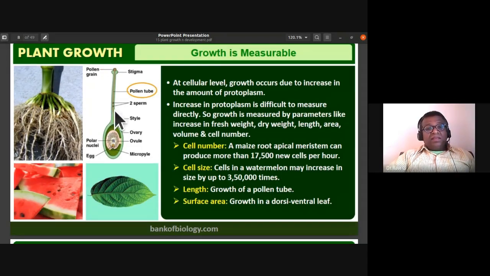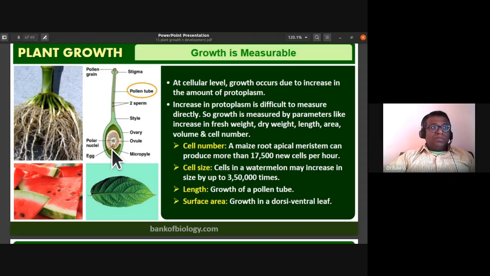So length, growth of a pollen tube. That is a measurement of length. After the germination of the pollen grain, they start producing the pollen tube. So the pollen tube grows through the style, it grows into the ovary, and it grows to enter into the ovule. Then they are going to deposit their pollen tube contents in the synergids.